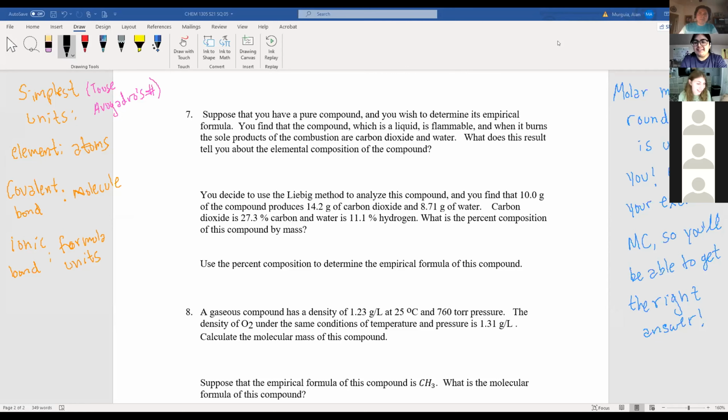All right, perfect. So on to number 7. Sorry about that. So it's saying that we have a compound, and it's asking us to determine its empirical formula. We find that the compound is a liquid, it's flammable, and it burns, where the only products are carbon dioxide and water. What does this result tell you about the composition of the compound?